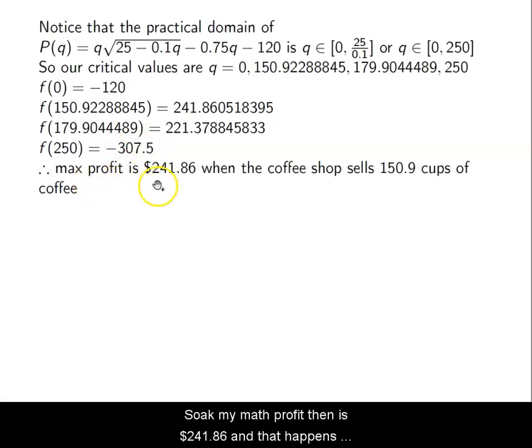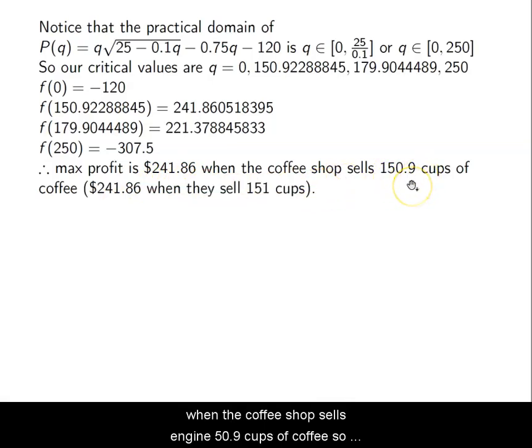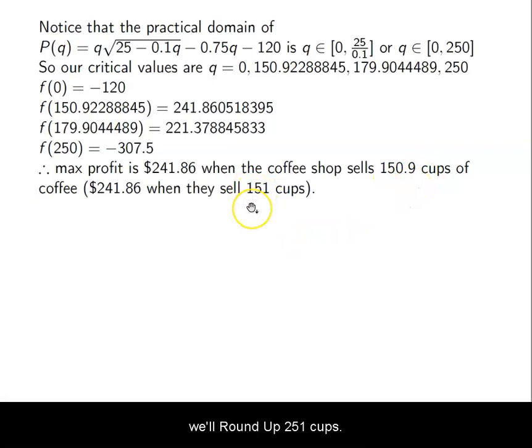So my max profit then is $241.86, and that happens when the coffee shop sells 150.9 cups of coffee. So we'll round that up to 151 cups. Okay. So now let's look at physics.